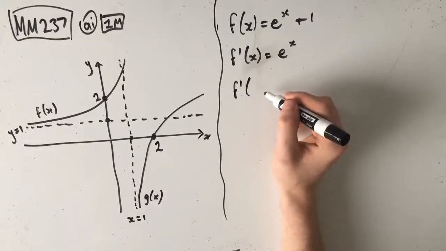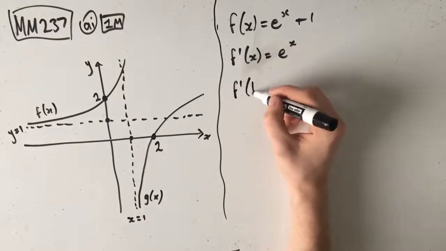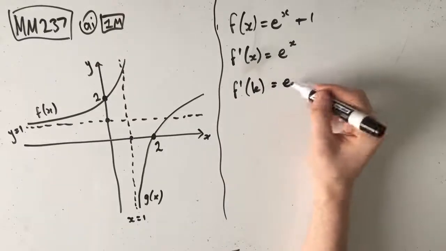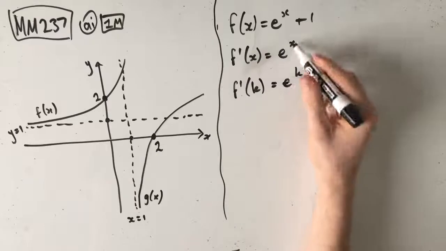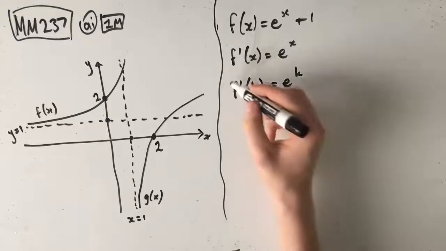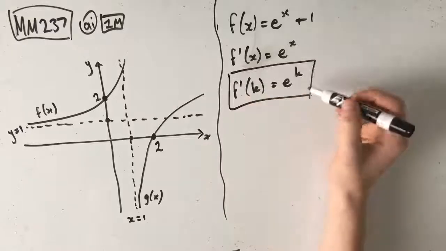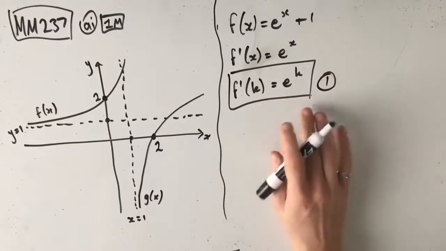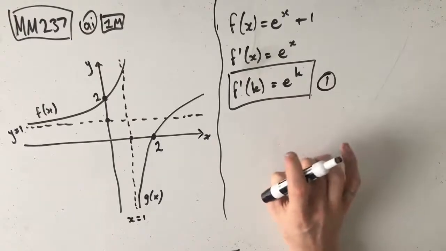Now, we're looking for the gradient at any point x equals k, which means that when x equals k, our gradient is equal to e to the power of k, right? We just replace all our x values with k, which means that this is our answer. So our gradient at any point k is equal to e to the power of k, and that's our first and only mark for this question.